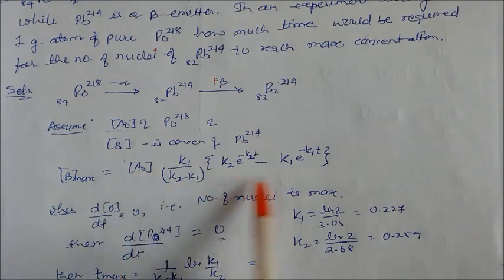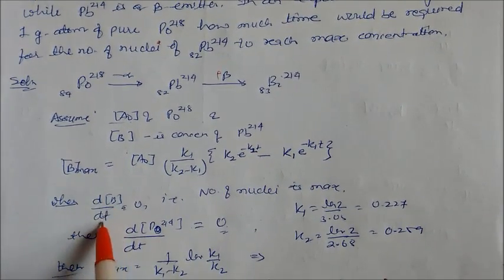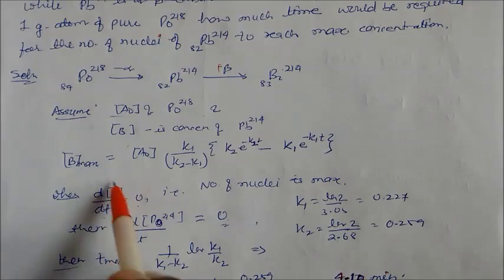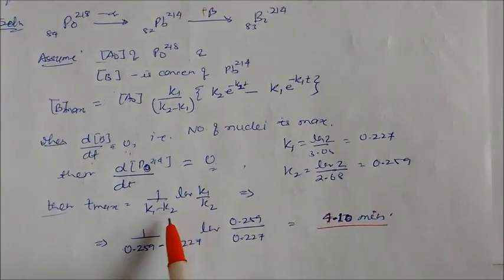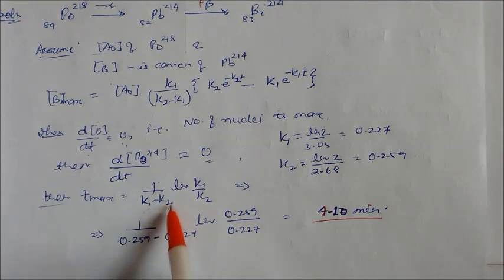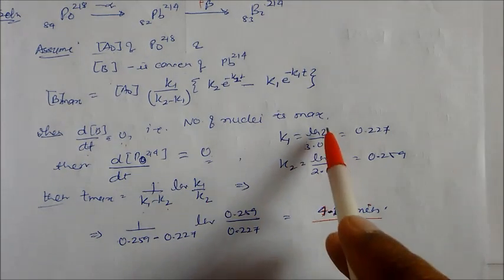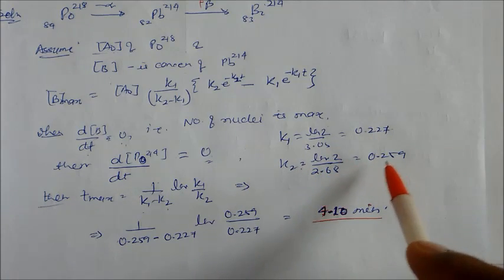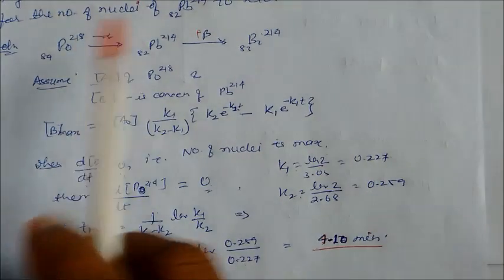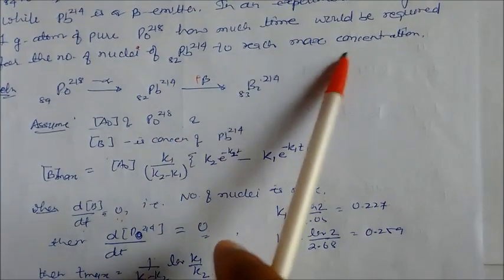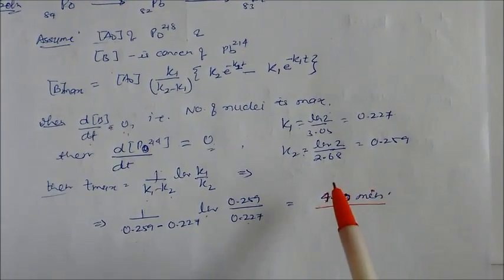B max is given by this formula. When dB by dt is equal to 0, B is maximum, so the differentiation of this is equal to 0. Then we have to use the formula we have seen: t max is equal to 1 by (K1 minus K2) into natural log of K1 by K2. K1 is given, natural log 2 by this many minutes, and K2 is given. Substitute the K1 and K2 values and the natural log value here. So you will get the answer for t maximum, which is the time required for the number of nuclei of lead to reach the maximum concentration. That is nothing but 4.1 minutes.